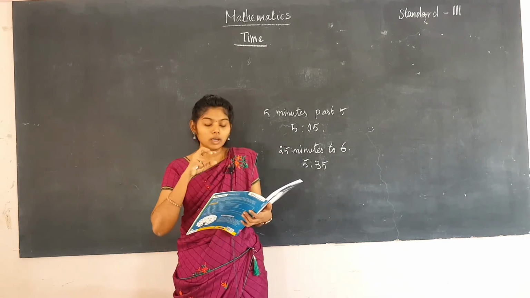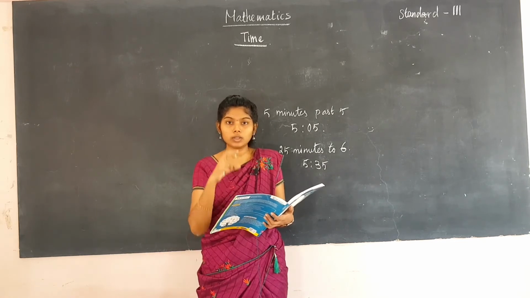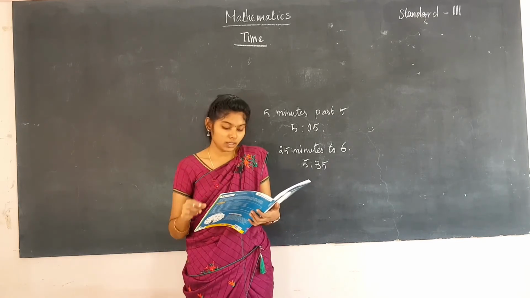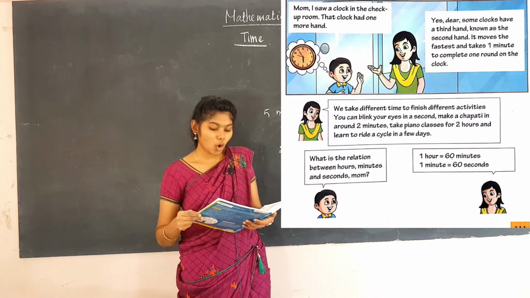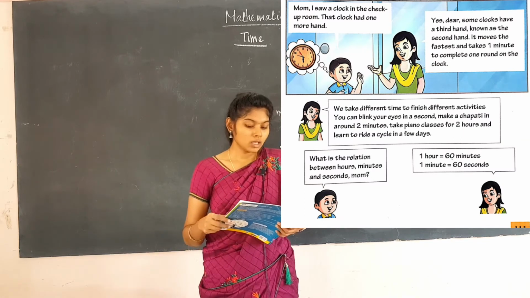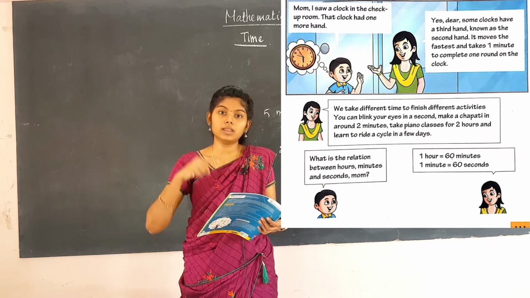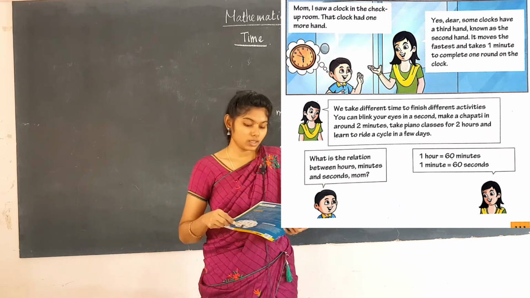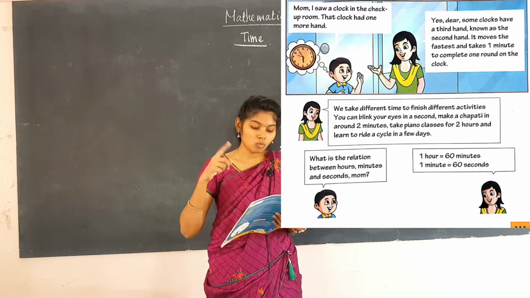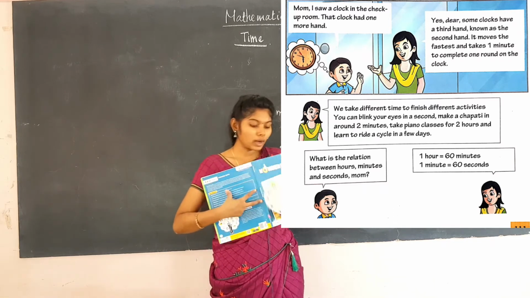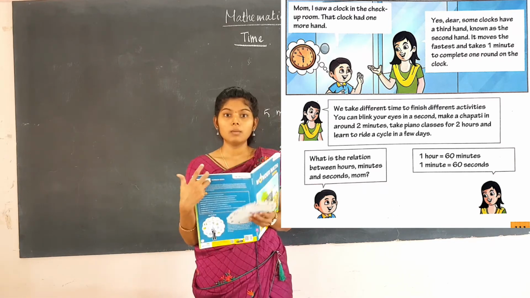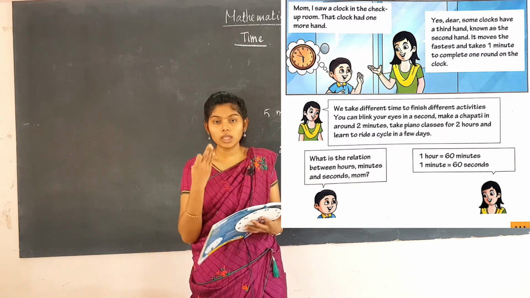So here you are going to learn how to calculate the time. See the next one. Mom, I saw a clock in the checkup room. That clock has one more hand. He is saying he saw one more hand in the dentist room. Like that he is saying, checkup room. He saw one more hand in the clock. So I have shown you only 2 hands here, but in the dentist room he saw 3 hands.